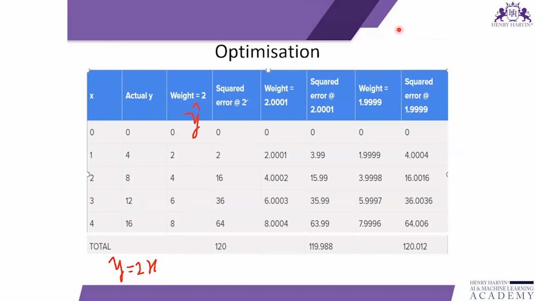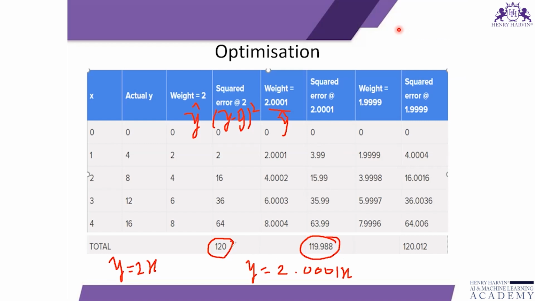Now we find the squared error for this weight 2, which is Y minus Y hat, the whole square. This is basically the loss function, the cost function we are trying to calculate. This is equal to 120. Now what is being done? The weight is slightly updated, increased by 0.0001. So the equation now is Y is equal to 2.0001x. These are the predicted values of Y hat with this weight. Now the squared error is calculated for this, from the actual value and the predicted value, Y minus Y hat the whole square.